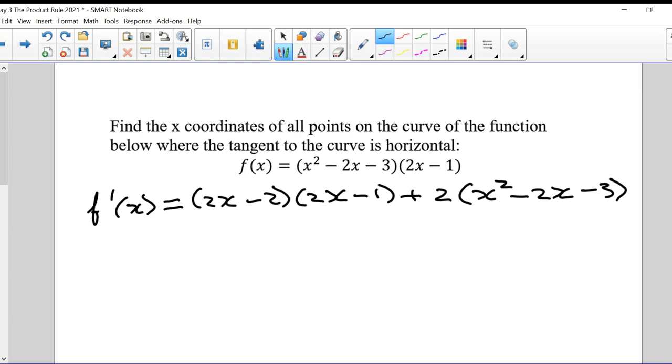Now, what do I need to do next if my goal is to find where the tangent to the curve is horizontal? A horizontal tangent has what kind of property which is important for us to apply in this case? What's the important property of this horizontal tangent? Constant has a slope of 0. Thank you, Adam. Horizontal means the line slope is 0. So we'll set the equation equal to 0.